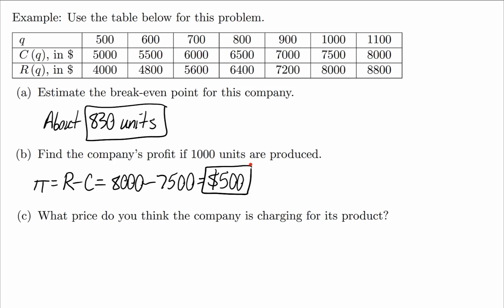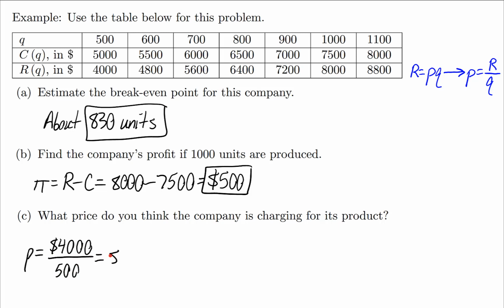Now the final question: what price do you think the company's charging for its product? Remember, R equals PQ was one of the equations we used. So if we want to know what the price per item is, we could just use the data in the table and align it to R equals PQ. If we divide both sides by Q, we get P equals R divided by Q. Let's look at the very first value in the table. The first revenue is $4,000, and we're dividing by 500 units, and that gives us $8 per item.